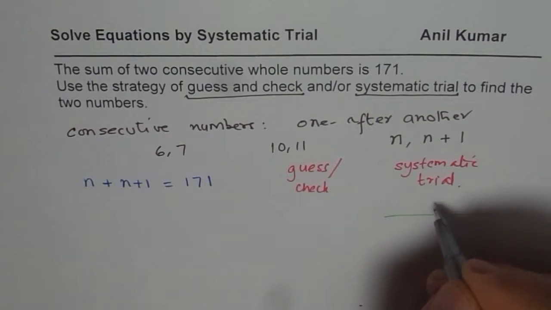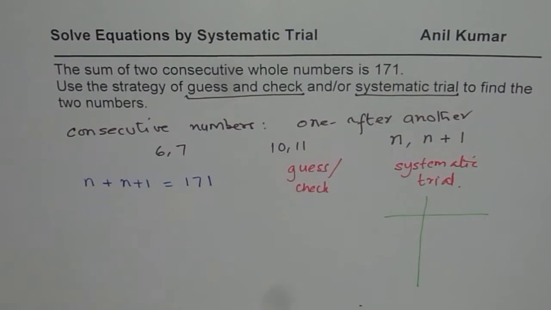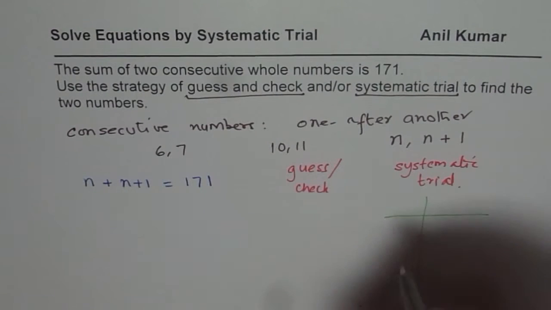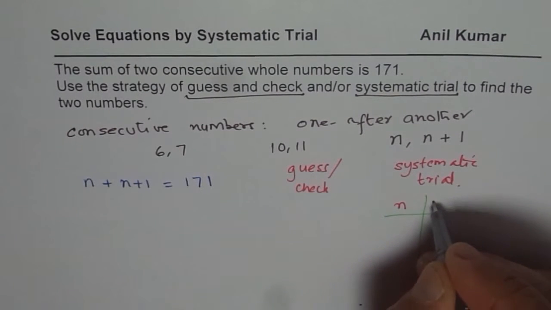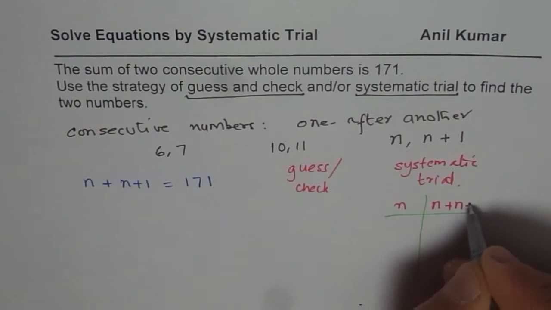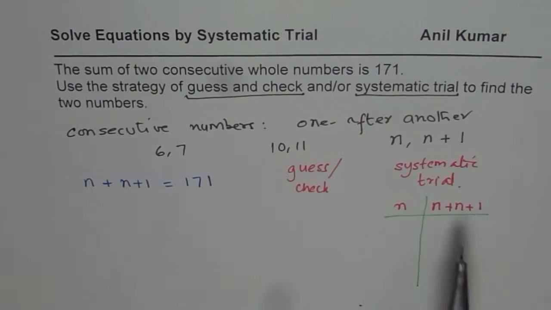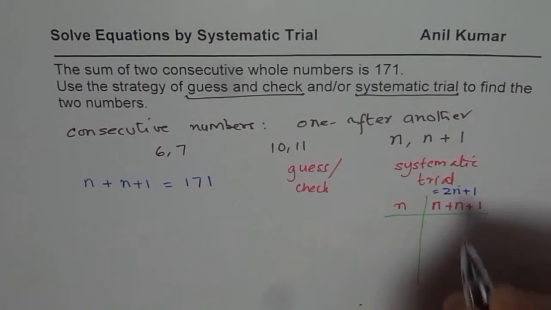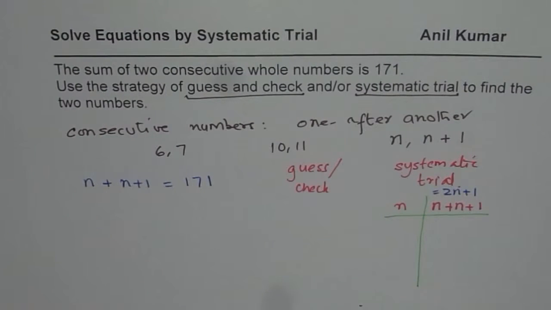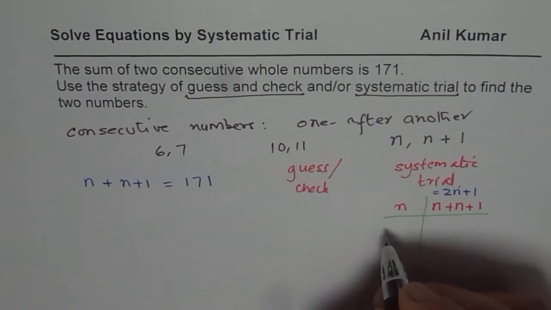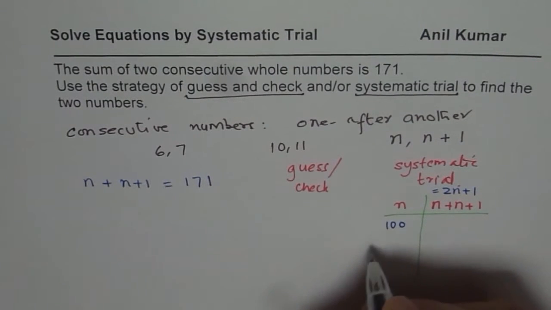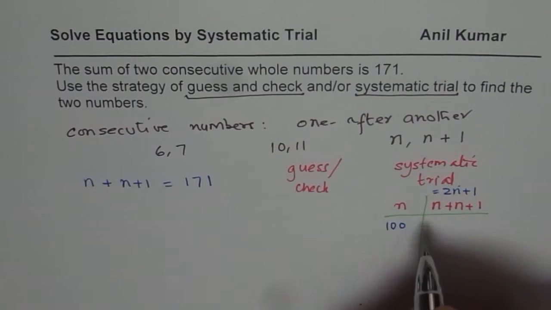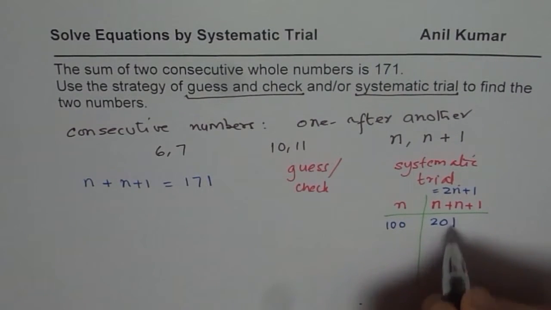In systematic trial, what we do is estimate a value of n, and then calculate what is n plus n plus 1. You could also write this as 2n plus 1: twice the number, 1 more than twice the number. Well, that helps us, right? To begin with, let us estimate the value is 100. If I take a value of 100, then 2 times 100 is 200, and I get the number 201.